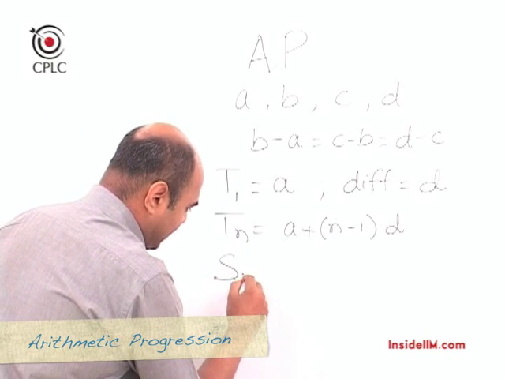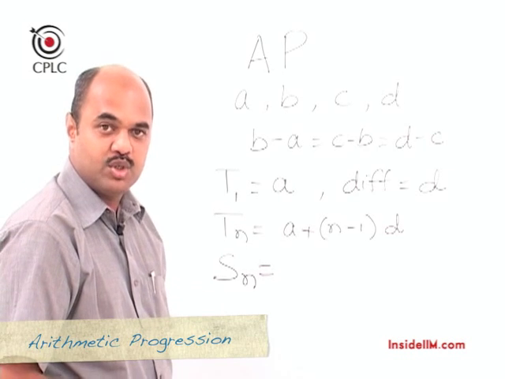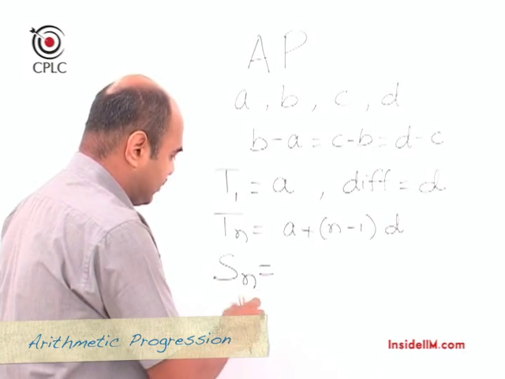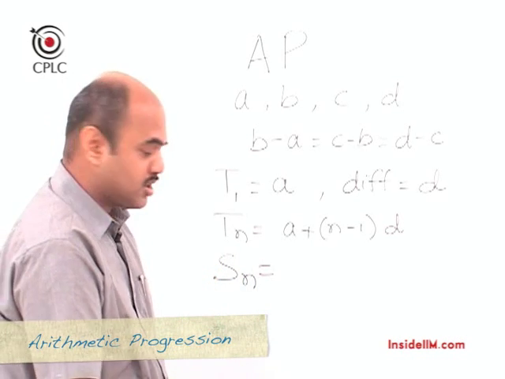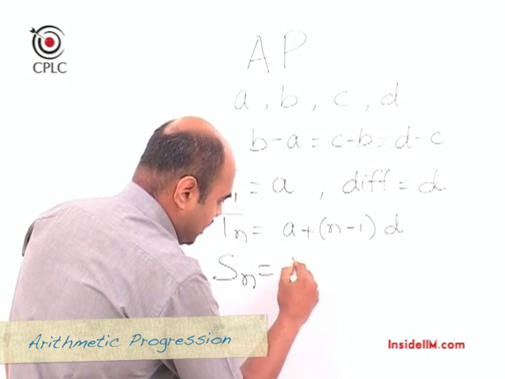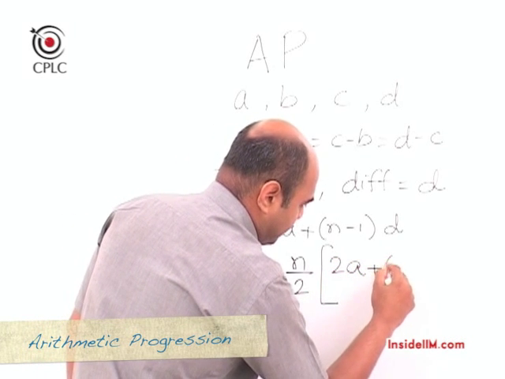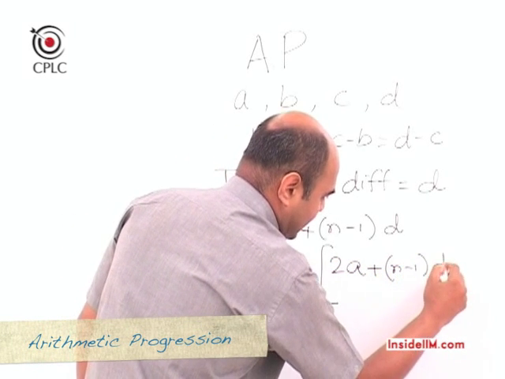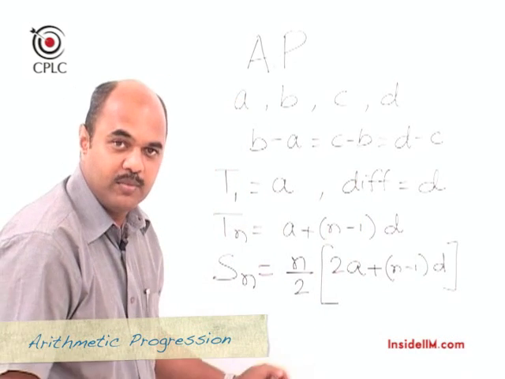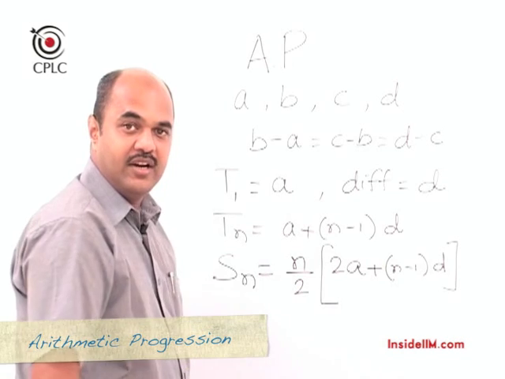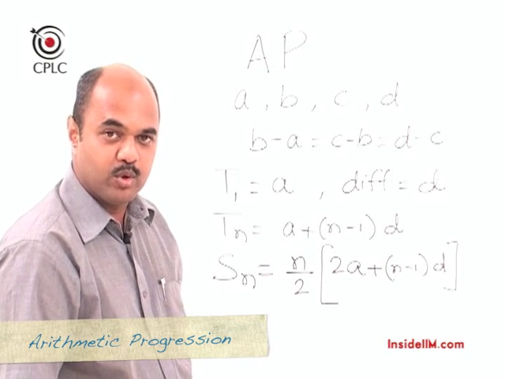On the other hand, we have a formula for Sn, which means the sum of the first n terms of the arithmetic progression, and this formula is n upon 2 multiplied by 2a plus n minus 1 into d. So this formula gives us the value for the sum of the first n terms in the arithmetic progression.